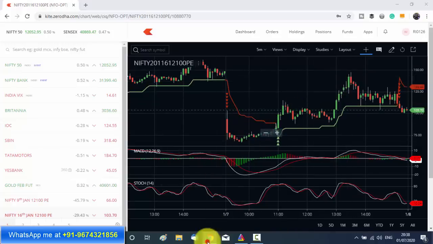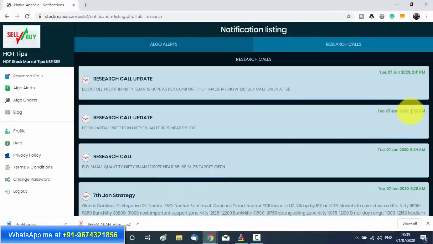The put started rallying. You can see the next update was sent to our clients at 11:03 AM, that is to book partial profits in Nifty 16 January 12,100 put near 95 to 100. And the final message was sent at 2:41 PM on 7 January 2020, to book full profits in Nifty 16 January 12,100 put as per comfort. The high was made at 147 and the price at that time was 120. So you can see it, all our clients received this research call.